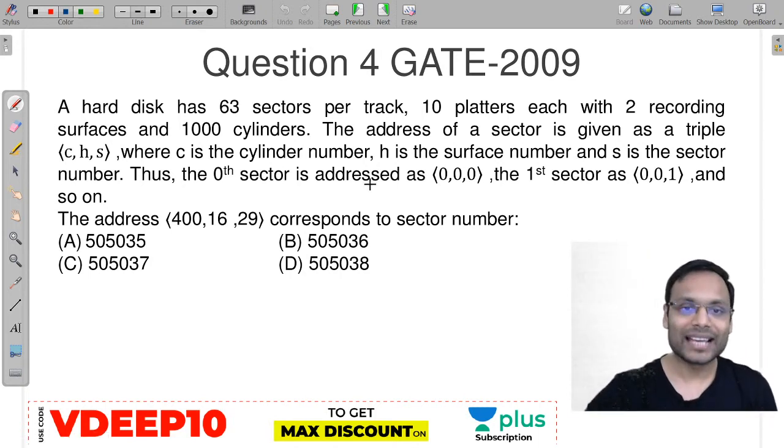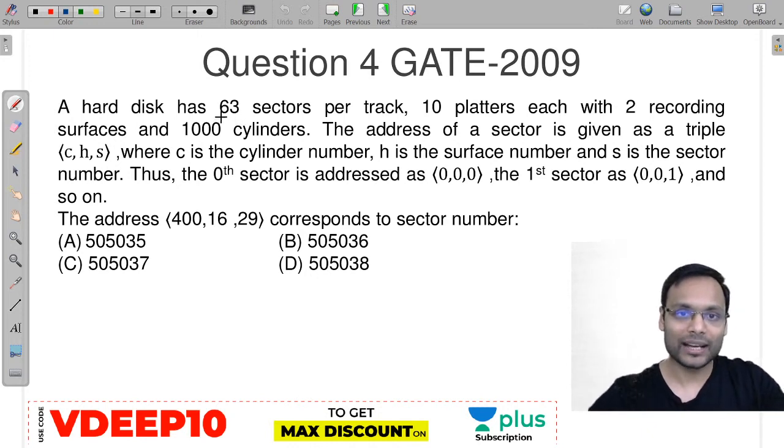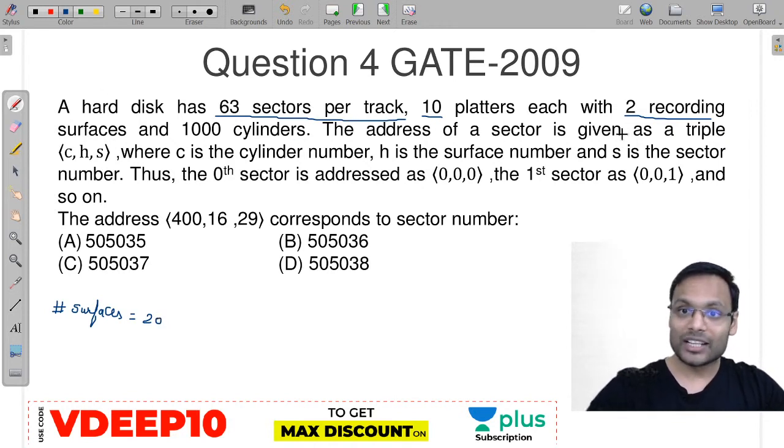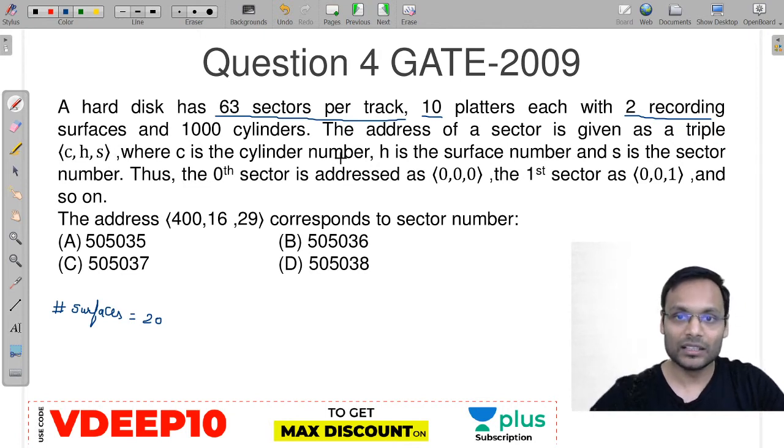A hard disk has 63 sectors per track. In one track, 63 sectors, 10 platters each with two recording surfaces. 10 platters, two surfaces each, so the total number of surfaces will be 20. 1000 cylinders. The address of a sector is given as a triplet, CHS. C is cylinder number, H is surface number, and S is sector number.